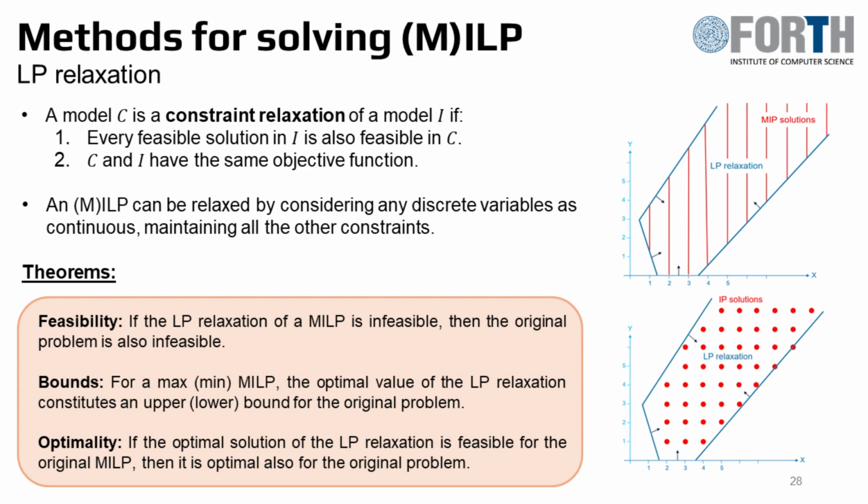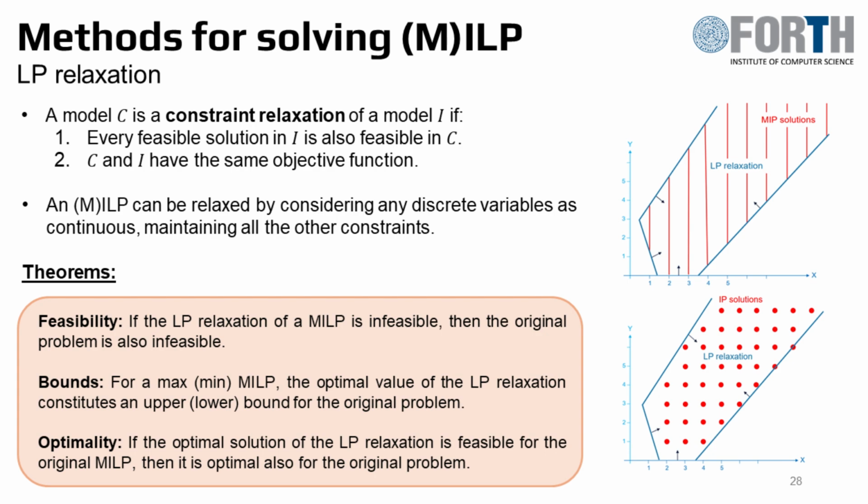In the MILP context, the standard relaxation is obtained by removing the integrality requirements and treating integer variables as continuous, while keeping all other constraints unchanged. At first glance, this may seem like a simplification that moves us away from the real problem. In fact, it does the opposite. It provides critical structural information that guides the search for the integer optimum. The key theoretical results explain why.